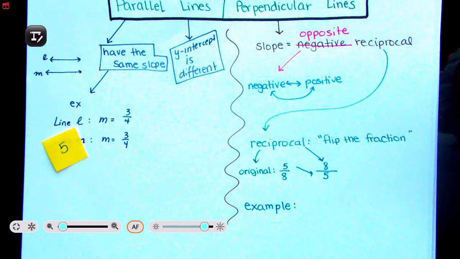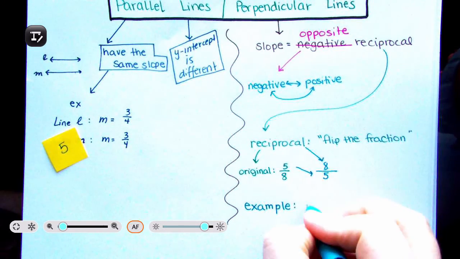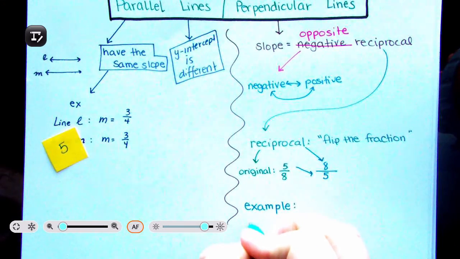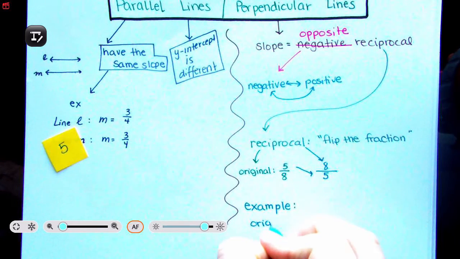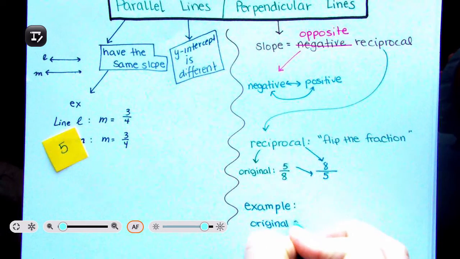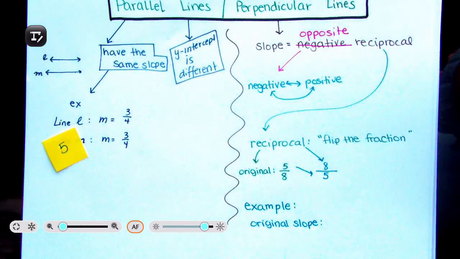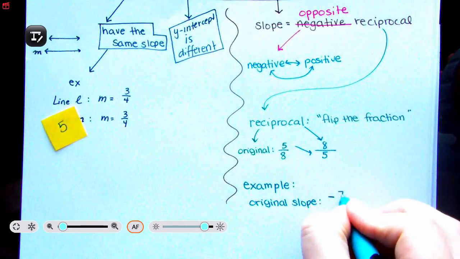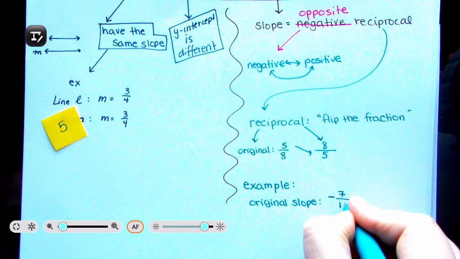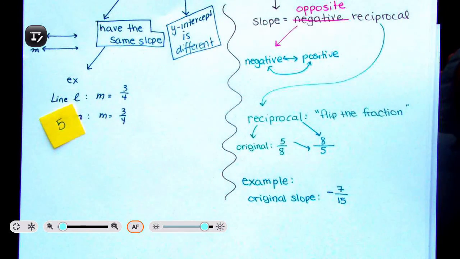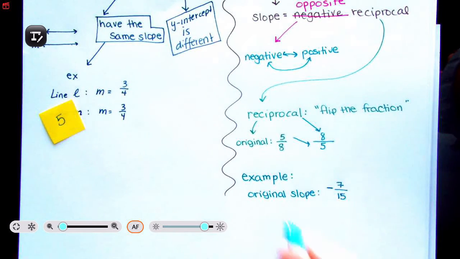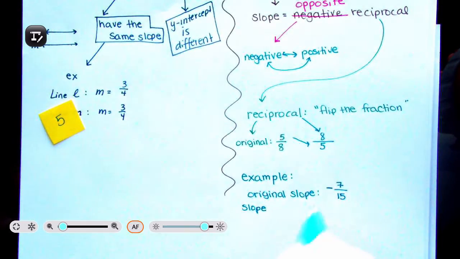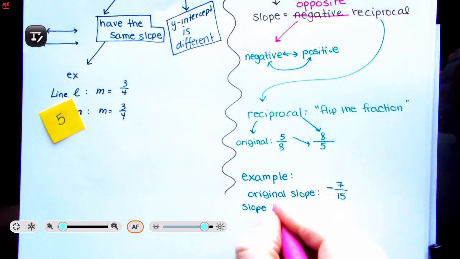So let's do an example of something that's perpendicular. If we have an original slope of, let's say, -7 4/15, let's do original slope. And we want to know the slope of the perpendicular. Now I'm going to introduce a symbol here.